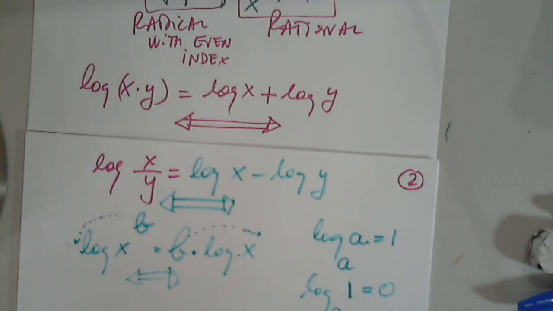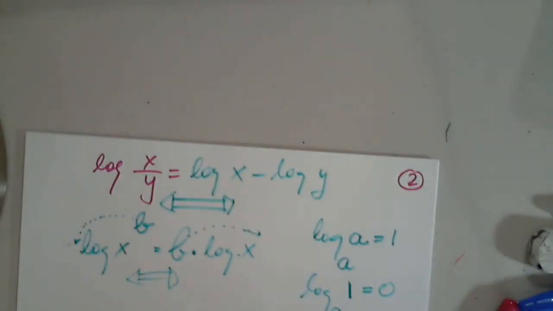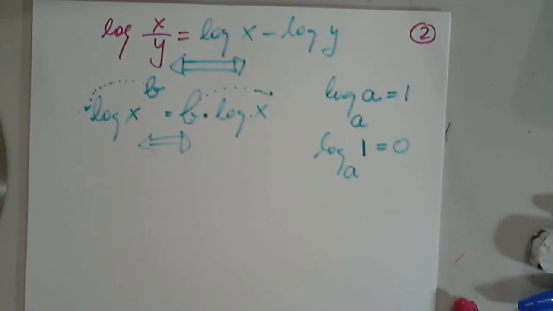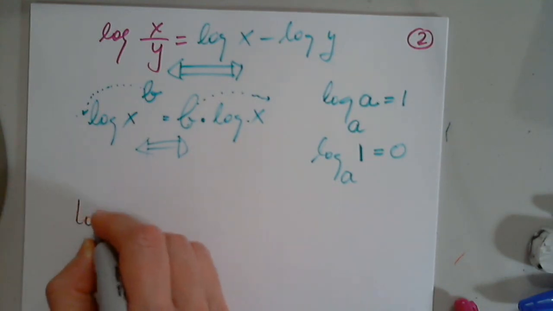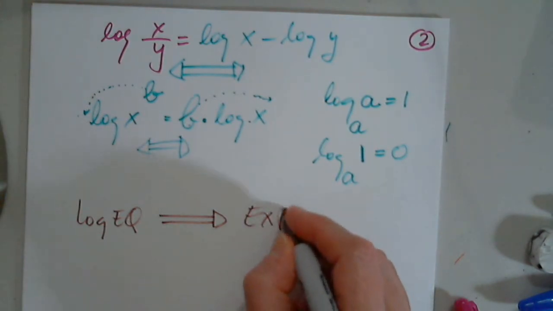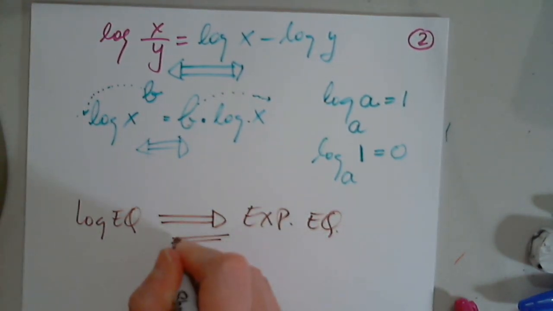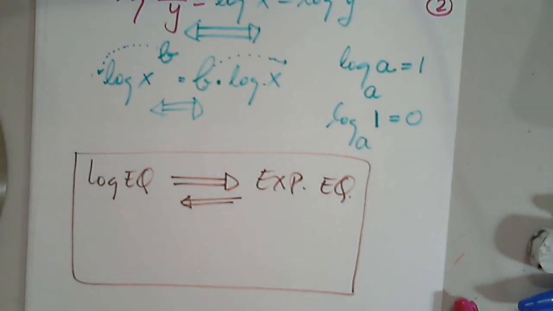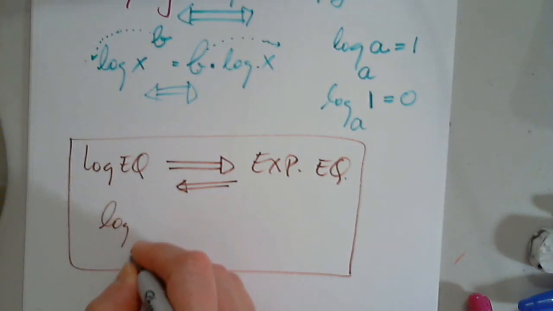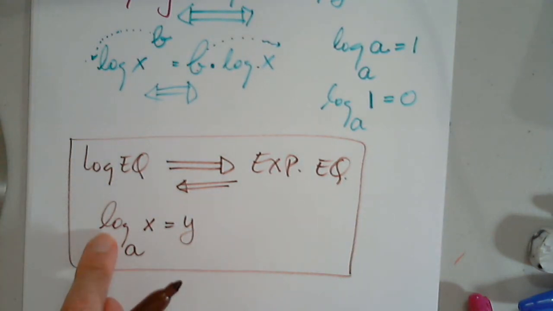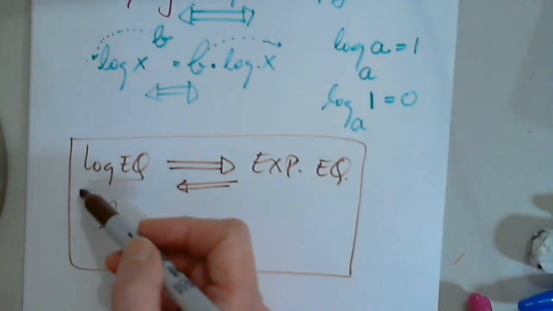Also, something very important here is how to convert an exponential equation to a log equation and vice versa. This is very important. So if I have a log equation, I can convert it into an exponential equation and vice versa. And this is really very important to remember. Log base a of x is y. This is a log equation. I have log in it. Once I read log base a of x equals y, I know it's a log equation.